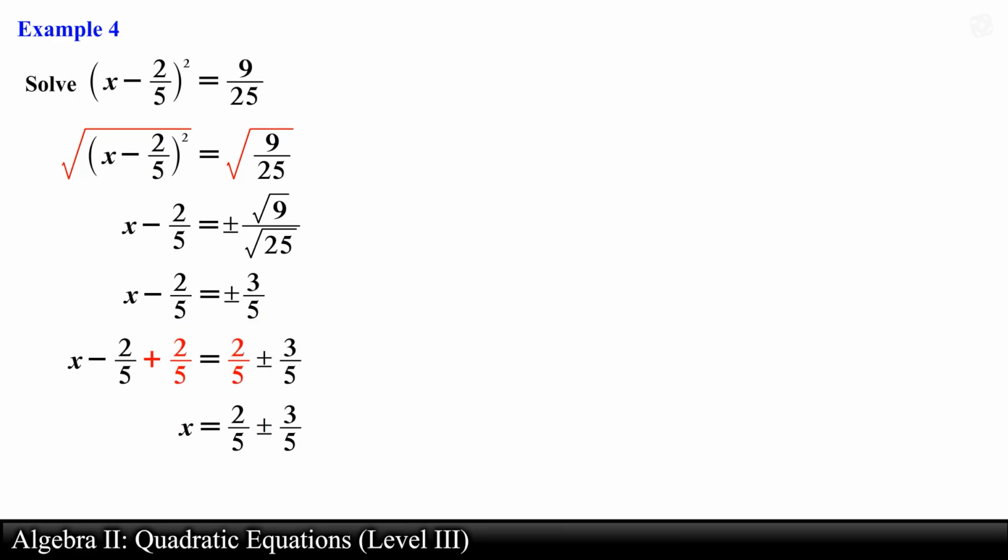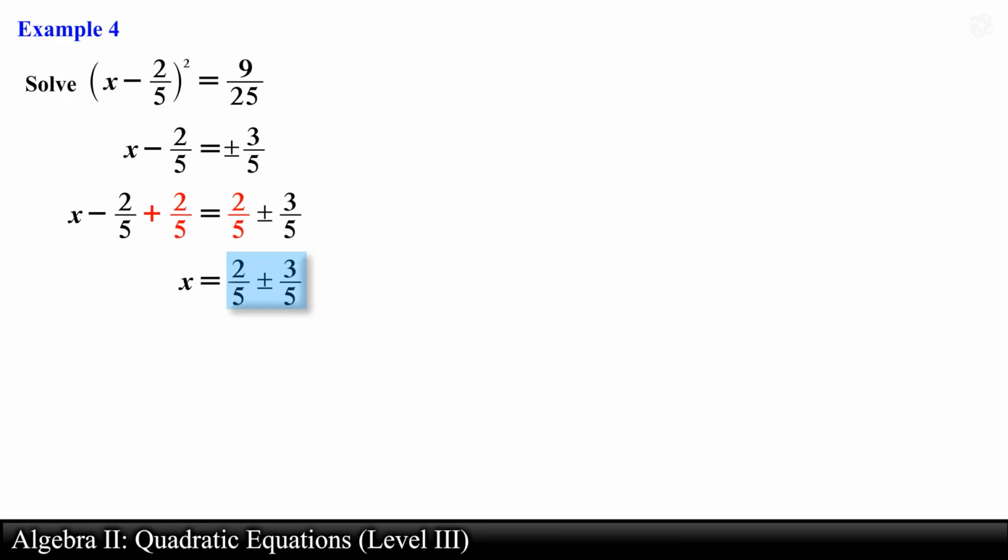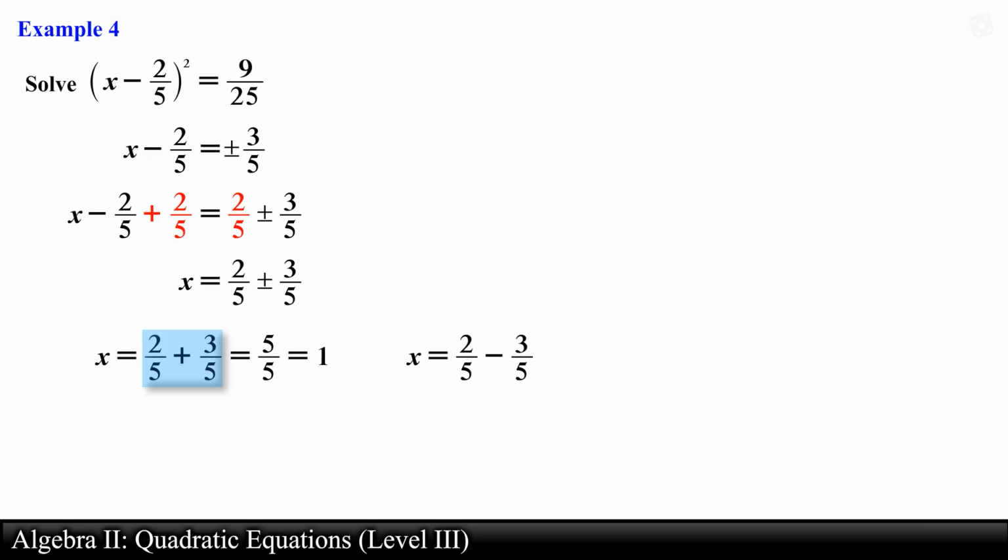Now, we need to add and subtract fractions. Remember, the way you add or subtract fractions is by first modifying the fractions so that they contain a common denominator. Then it's just a matter of adding or subtracting the numerators. In this case, both fractions have a common denominator, so we just add the numerators to obtain 5 over 5, which simplifies to 1. And for the second expression, we have 2/5 minus 3/5, which simplifies to negative 1/5.